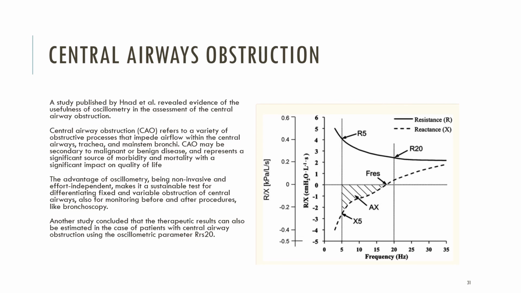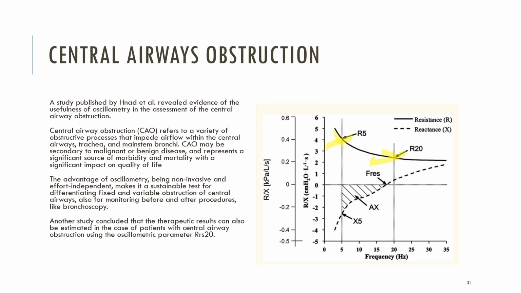Another real benefit of IOS is central airway obstruction. Central airway obstruction can be defined as any kind of damage or changes to the central airways, such as the trachea or the main stem bronchi. The most common clinical conditions that can occur here are either malignant or benign diseases, such as those with cancer. They have found that this particular test, the IOS, is very sensitive in determining central airway obstruction, as measured by the difference between the R5 and the R20.